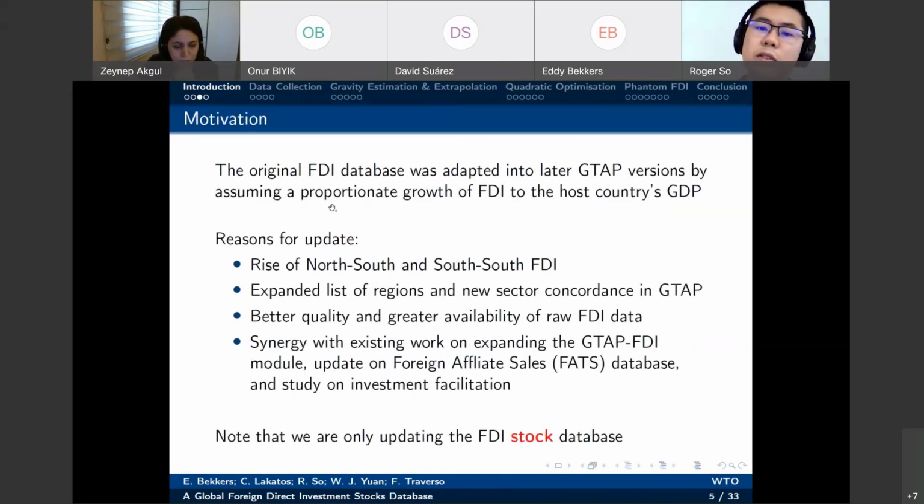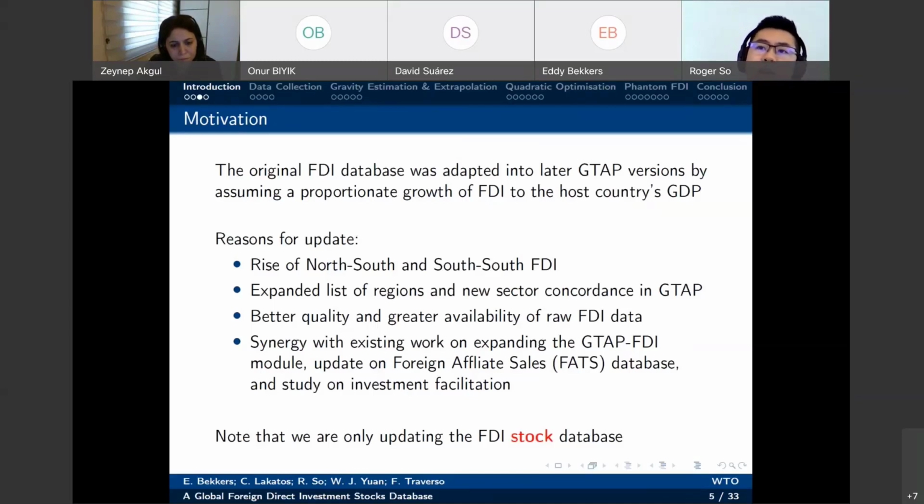Of course, today we have GTAP version 10 and very soon version 11 with a much more recent baseline year. And in the past, what many modelers had done is that they adopted a proportional growth to GDP as just kind of an ad hoc solution to update the database. But this is clearly not adequate. Aside from the obvious issue with this GDP growth assumption, there's an increasing role played by developing countries as both the recipient and senders of FDI. So there's a rise of North-South and South-South FDI.